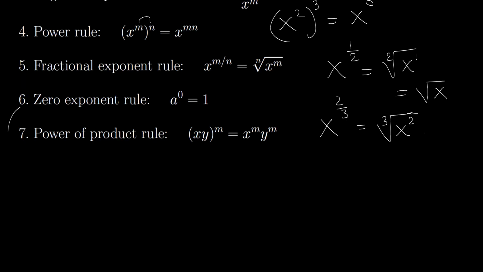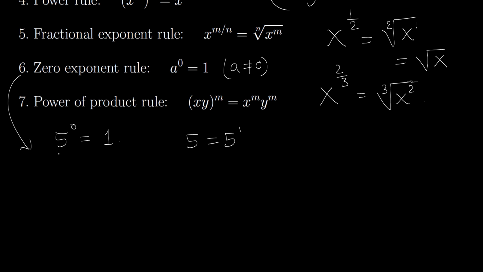Now, the zero exponent rule: a number raised to 0 is 1, and this number a should not be equal to 0. 0 raised to 0, we have no idea. Like 5 raised to 0 is 1. When we write just 5, this is in fact 5 raised to 1. But if we get 5 raised to 0, or 10 raised to 0, or 2 raised to 0, then that's 1.